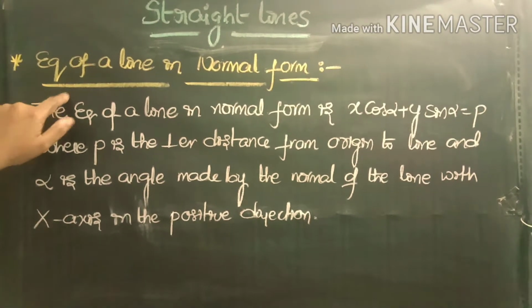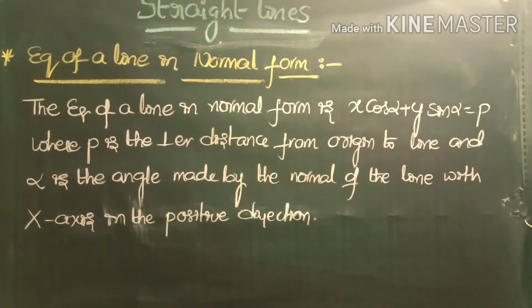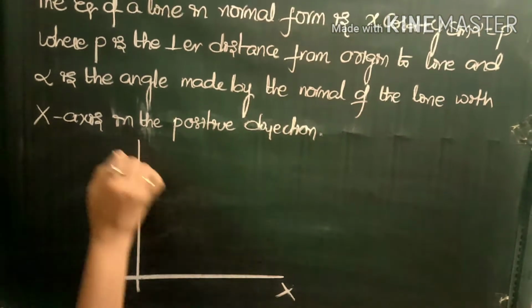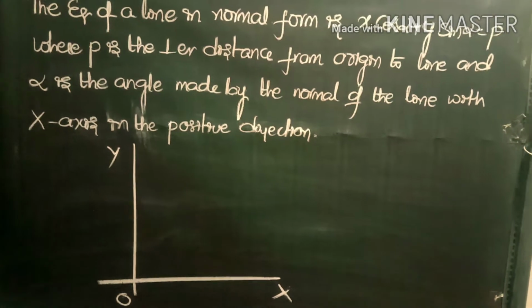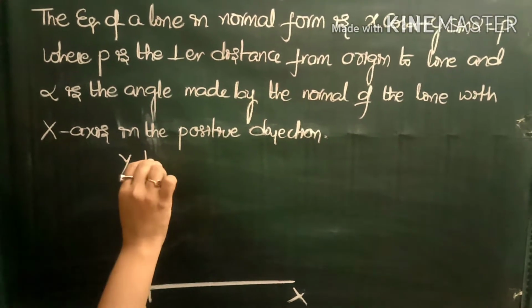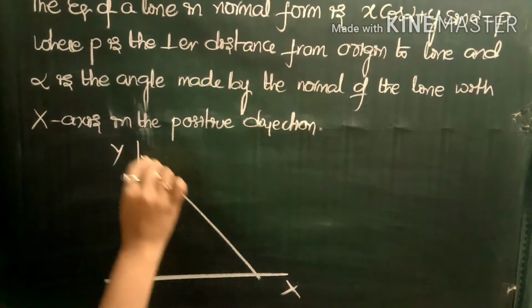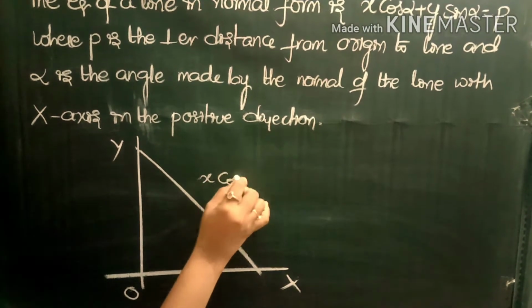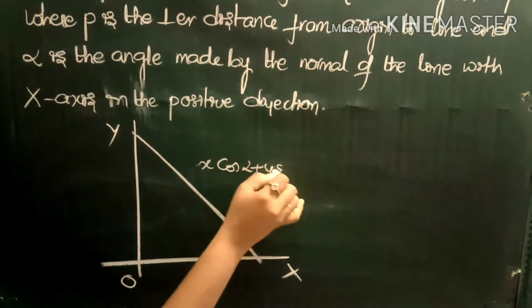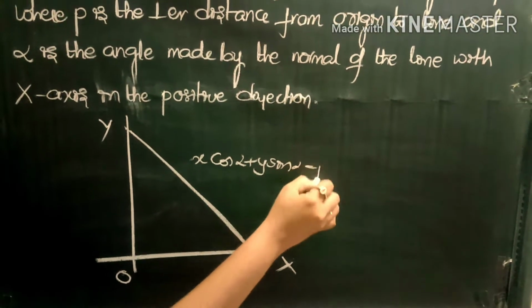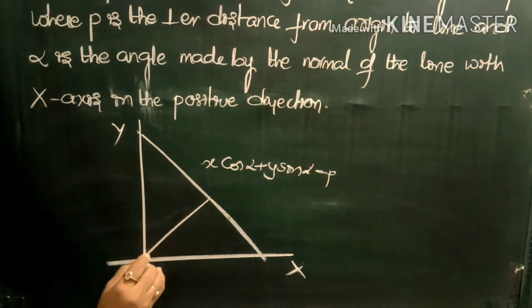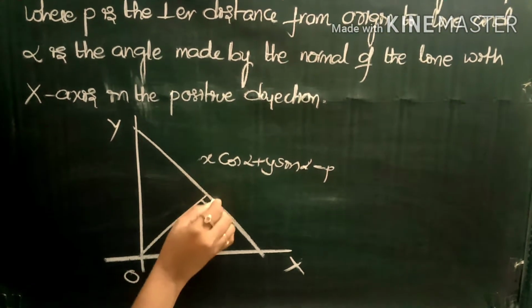The next definition, equation of a line in normal form. So first we are taking the coordinate axis here, x-axis and y-axis. This is the origin, point of intersection of the coordinate axis. Now suppose this is the line. Now the equation of this line in the normal form is x cos alpha plus y sin alpha is equal to p. Here p is the perpendicular distance from origin to the given line.